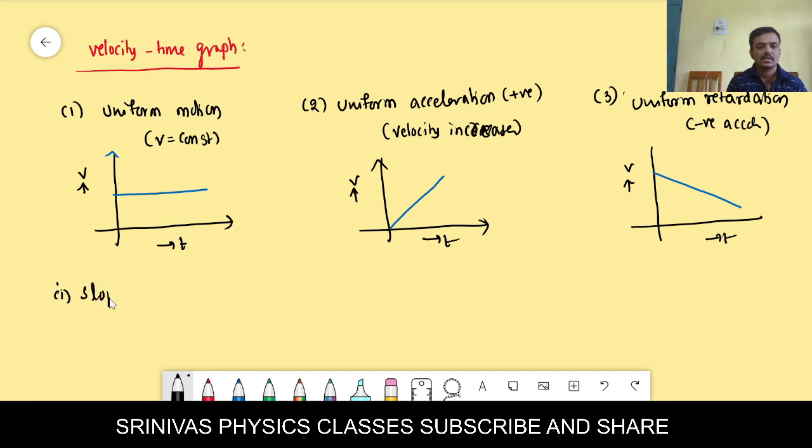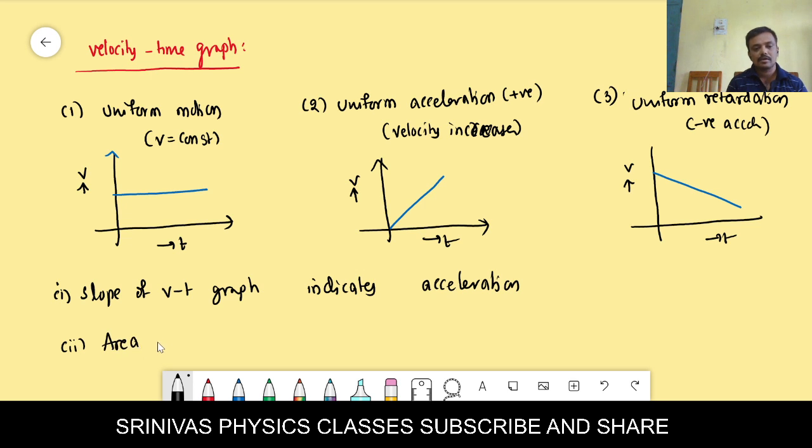If you find the slope of this graph, the slope of the velocity-time graph indicates acceleration. The second point is the area under the velocity-time graph. There is some area below the graph. If you find this area, what will it show? The area under the velocity-time graph gives displacement, right?